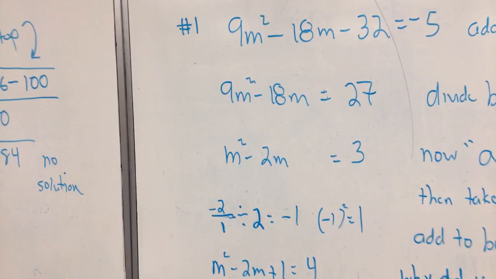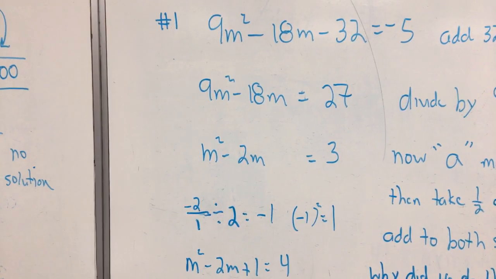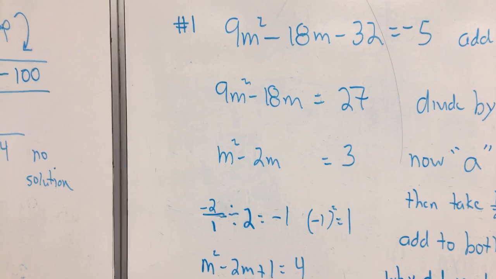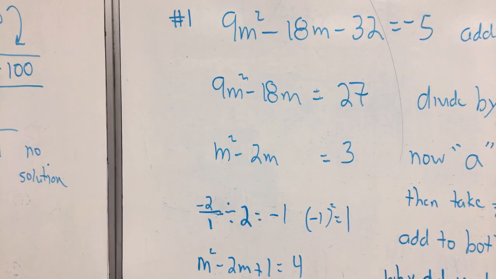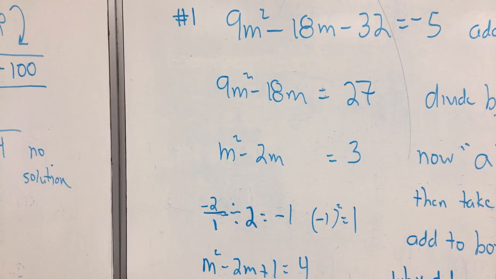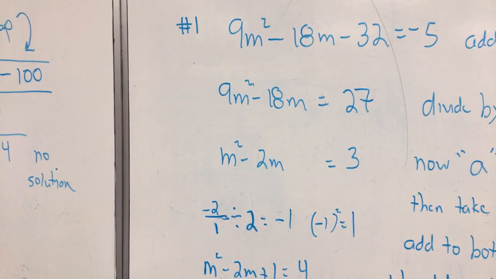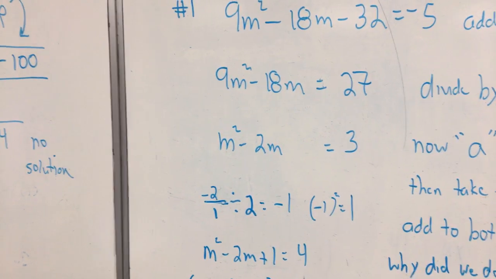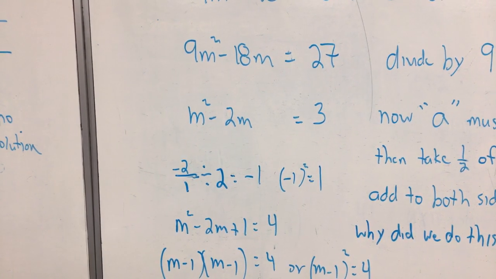Now, this is how you complete the square. Once you've got the coefficient in front of the squared term to be a 1, you take the b. In our case, it's negative 2. Take half of the b term, square it, and add it to both sides. So take half of negative 2, square it, and add it to both sides. Half of negative 2 is negative 1, and if you square it, you get 1. So now you're going to add 1 to both sides. Notice what I did there: m squared minus 2m plus 1 is now equal to 4.